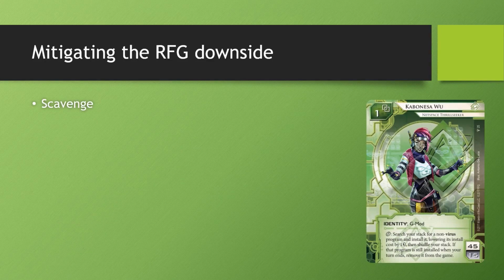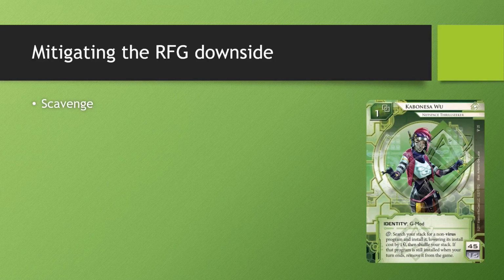Because even if you scavenge the program that you brought out with Kabonesa Wu, it is considered to be a different copy of the program because you trashed it and reinstalled it from your bin. So the game does not remember your program, and as a result, it won't be removed from the game if you scavenge it before the end of your turn.